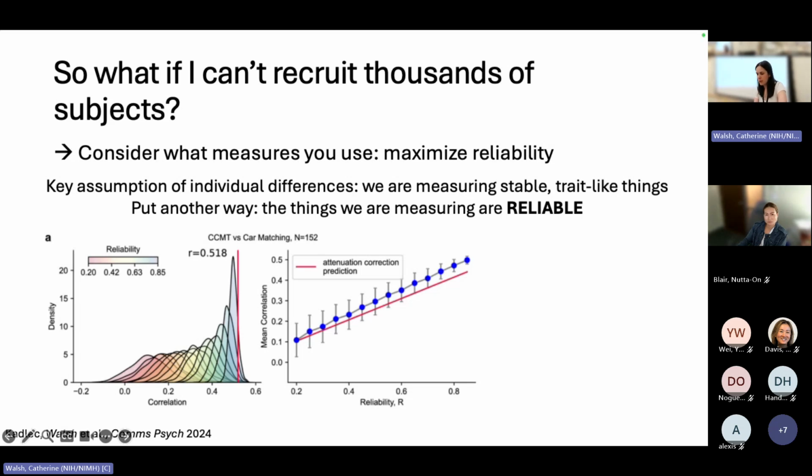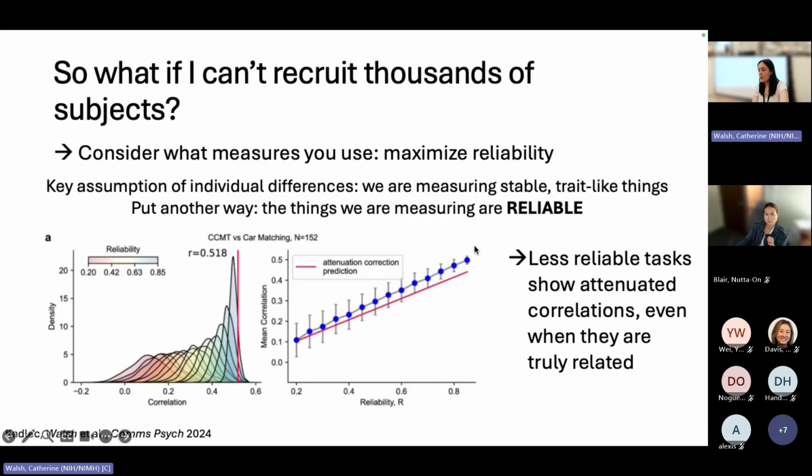And then what we showed is that when the tasks were less reliable, so over here on the x-axis, the correlation was lower than when the tasks were more reliable because they used more trials in calculating the scores. So even when they were truly related, correlations become lower. And this is mathematically the same for brain behavior, any kind of these individual differences analyses. But a lot of things. I just want to pause for any questions before I move on.